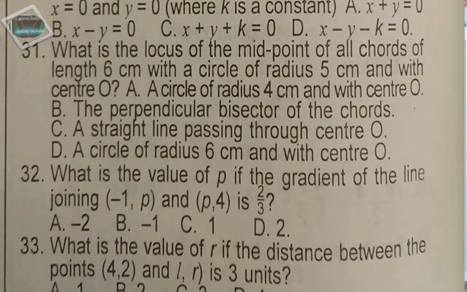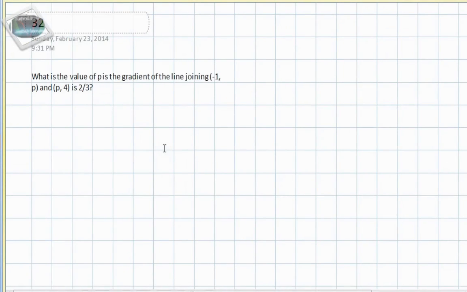Question 32 says, what is the value of p if the gradient of the line joining the points -1, p and p, 4 is 2/3? So essentially what this is asking is, there are 2 points, and we're going to say that they're on a plane. Okay, so here is x and here is y. And we have the point -1, p, so it's going to be -1, something. Let's just imagine somewhere around here. And then p comma 4.